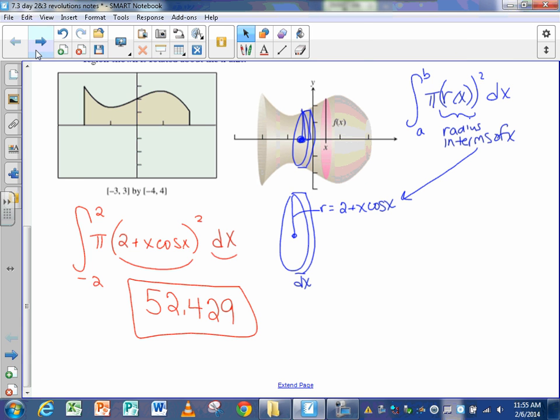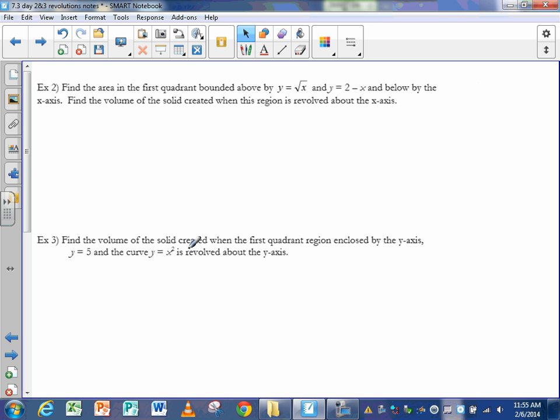So let's just move ahead and do another one, because honestly, these are not very difficult. Once you get the hang of it, it should be a piece of cake. Find the area in the first quadrant bound by those curves and below by the x-axis. Find the volume when you revolve it. So first they want me to find area, but I can't do that until I see a picture.